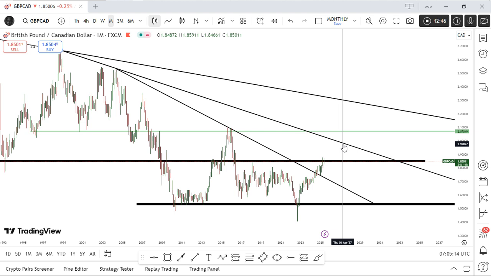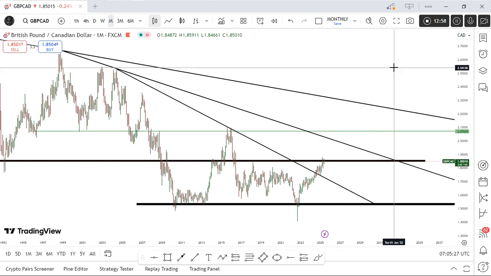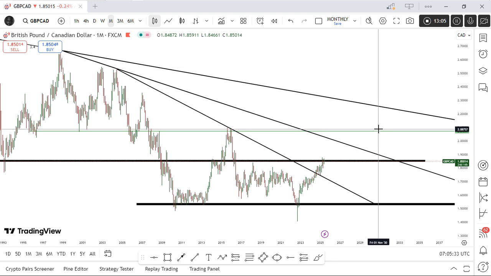I'm going to give us information about GBP, the British pound, as of now. GBP is currently rallying as of now.